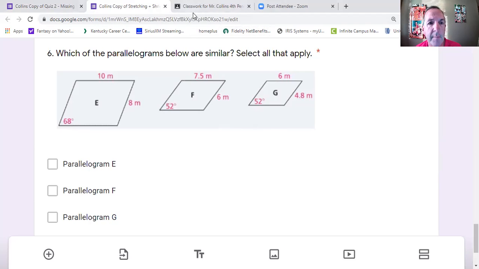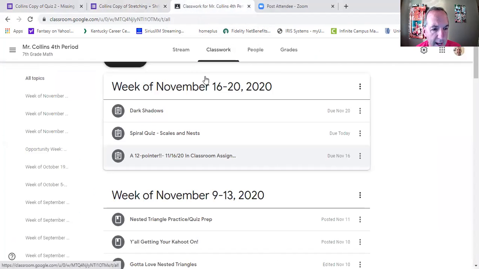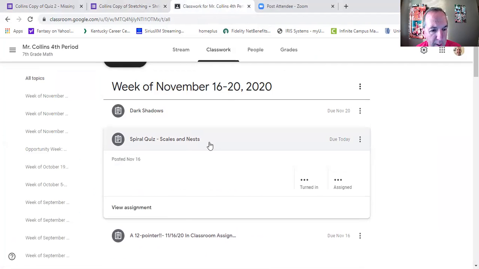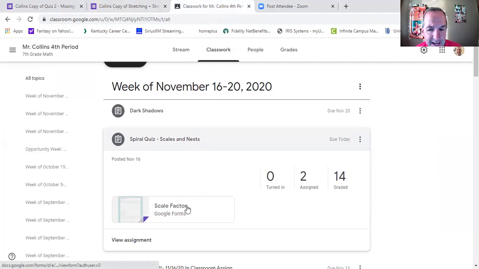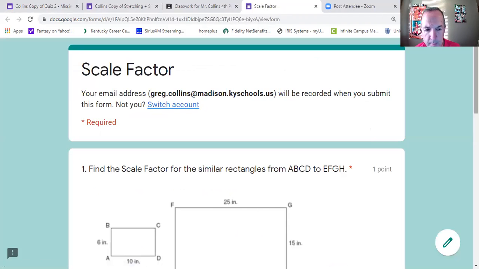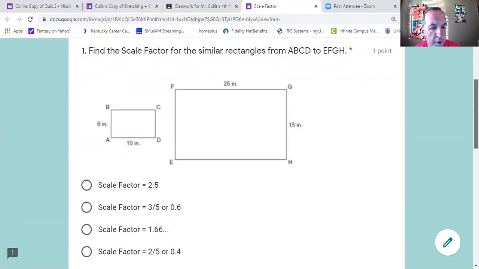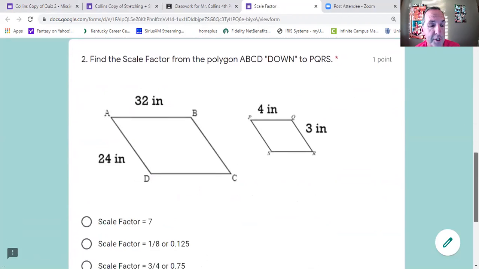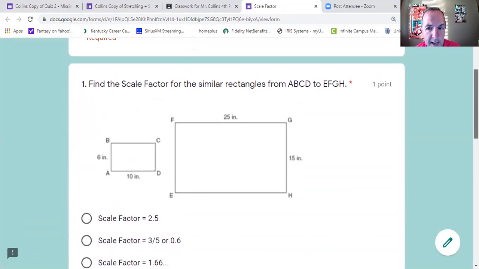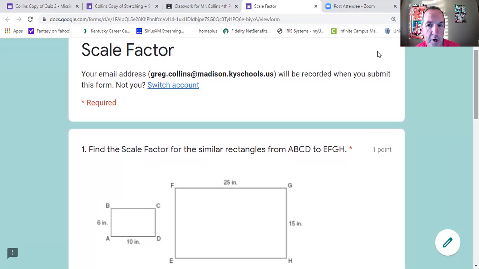So now let me show you this then. Here's what you're looking at in your Google Classroom to make up your work. 12-pointer, that's what I was just showing you. Then the next one says Spirals Quiz, Scales and Nests. That is your test makeup for last week to try to improve your scores. Two of the questions are the same, but the rest are different. So you're going to have to be prepared for that. Okay. So do your best, keep those rules out at your side, and you'll do fine.